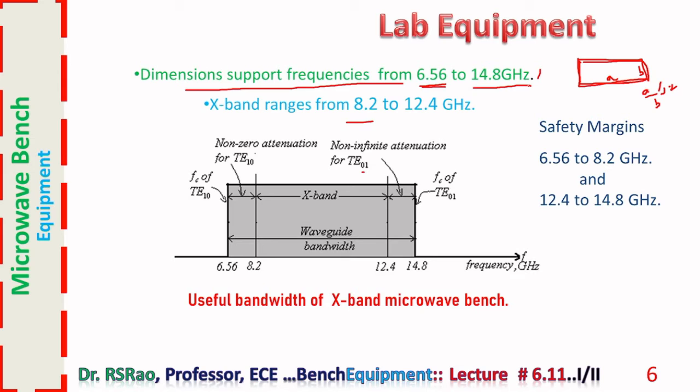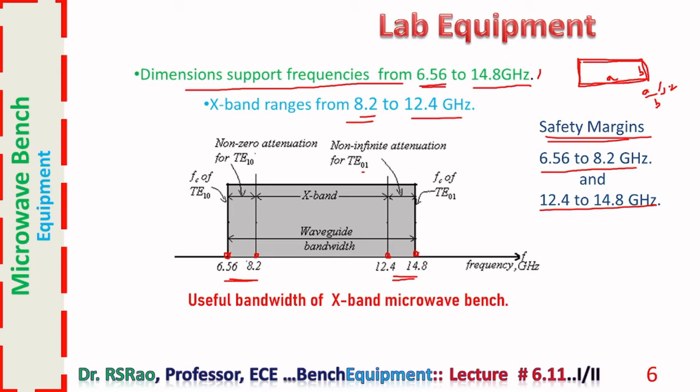But the entire bench is designed to support X band, which ranges from 8.2 to 12.4. So the dimensions support frequencies from 6.56 to 14.8, but we use the bench from 8.2 to 12.4. 6.56 to 8.2, these frequencies are not used. 12.4 to 14.8, these frequencies are not used. There is a reason for leaving these margins. These margins are called safety margins. Safety margins are 6.56 to 8.2 gigahertz and 12.4 to 14.8 gigahertz.